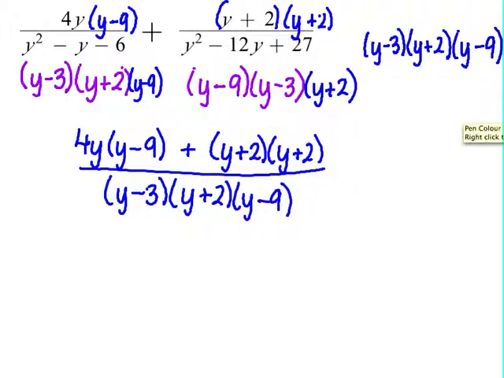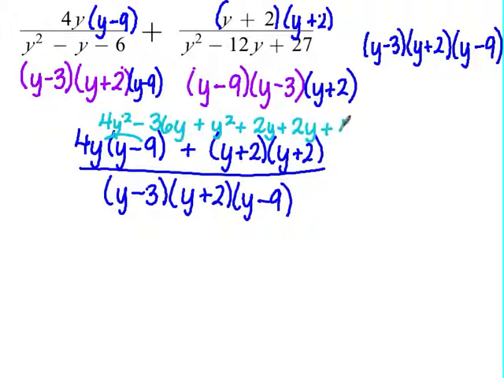The very first thing I'm going to do is distribute the 4y. When I distribute the 4y, I get 4y squared minus 36y. Now from this next bunch, I'm going to FOIL that out. I need to take first times first. First times first is what? y squared. Outer terms is what? Inner terms is what? And last terms are 4.